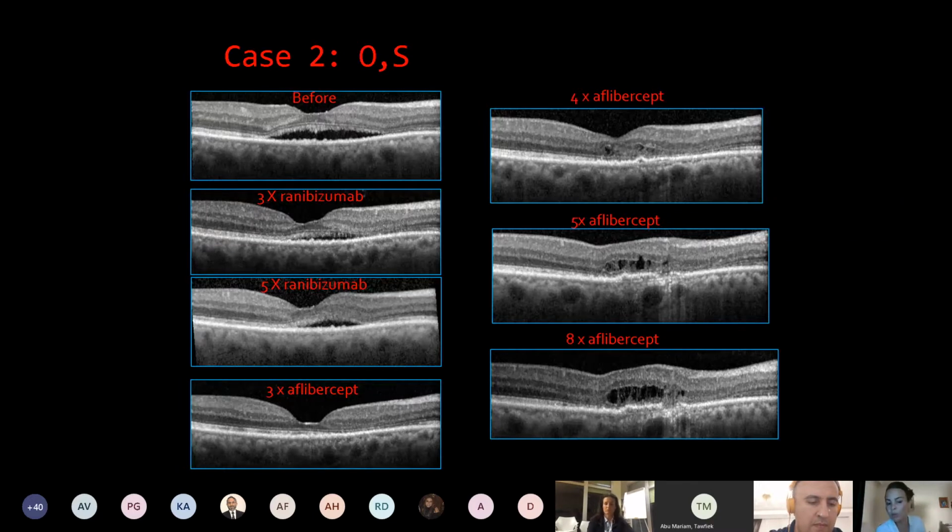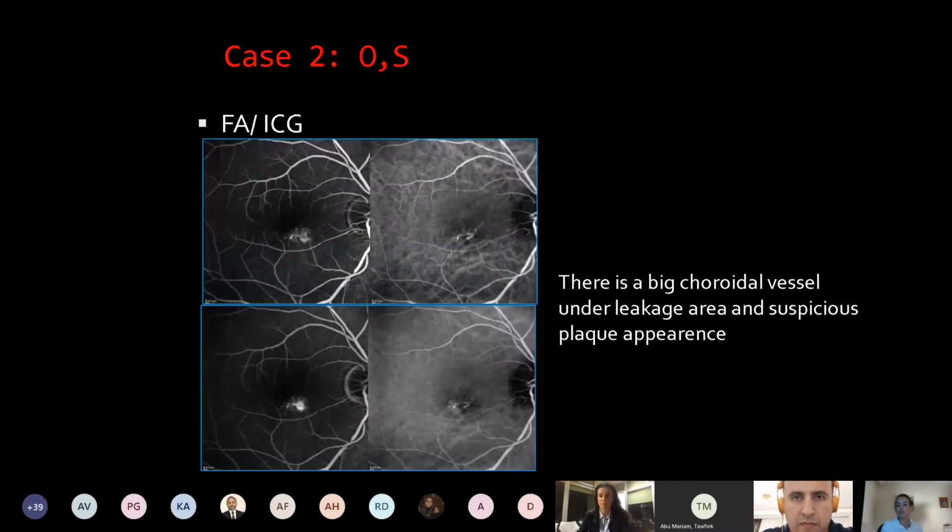However, when I continued with continuous anti-VEGF injections, the situation was getting worse, and you see the cystic spaces and a flat irregular pigment epithelial detachment in the end. I decided to do something more, for example, PDT. And before PDT, I usually get an ICGA picture from the patient. It is what I always do for these patients.